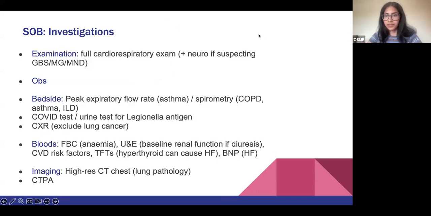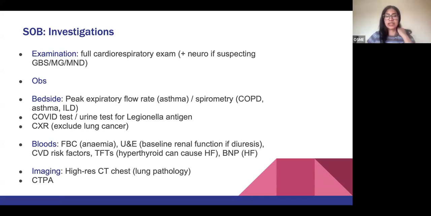Investigations for shortness of breath. So we're just going to talk about the specifics now. All the other exams, most of them are the same. So the bedside test, if you're thinking about asthma, then start with peak expiratory flow rate. And you can ask them to do a peak flow variability diary in the community, where they're recording their peak flow over a week or so.